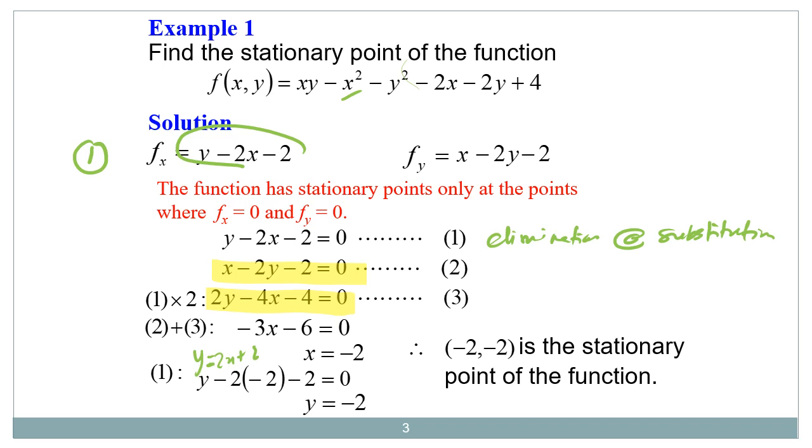Okay, so do you understand? The first step is to find f sub x, f sub y. The second step is to let them equal to 0, and the third step is to solve the two equations using the simultaneous method. Okay, so that's example 1.